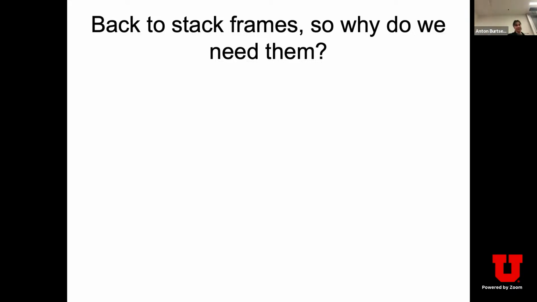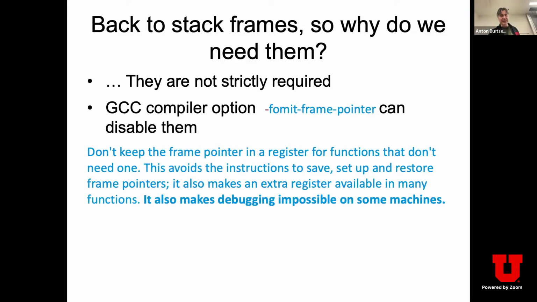Correct. So again, I'm pretty sure that it wasn't really clear, so let me explain a little. The stack frames are not strictly required. And so GCC compiler, for example, has this option. F stands for flag, and then the semantic name of the flag, omit-frame-pointer, which means generate code without the frame pointer. And this is the text which they have along with this flag. But don't keep the frame pointer in the register for functions that don't need one. This avoids the instructions to save, set up, and restore frame pointers, which means it saves time, right?